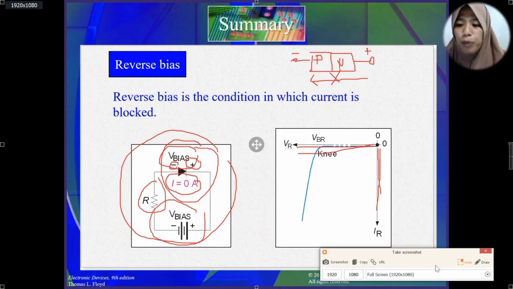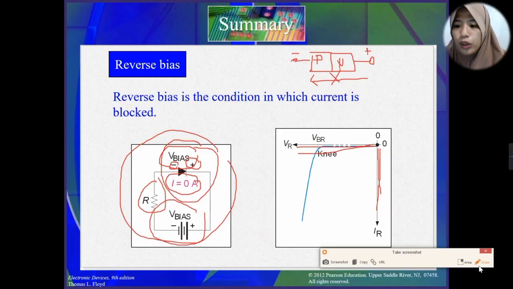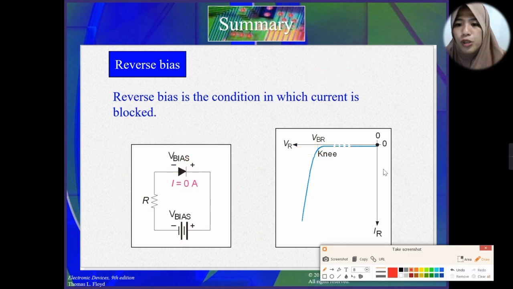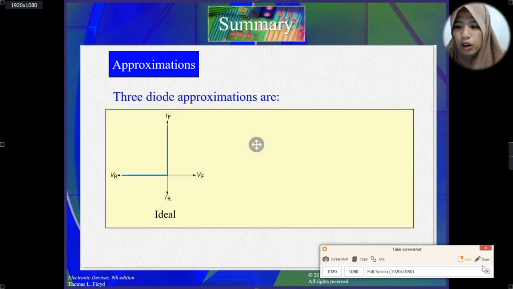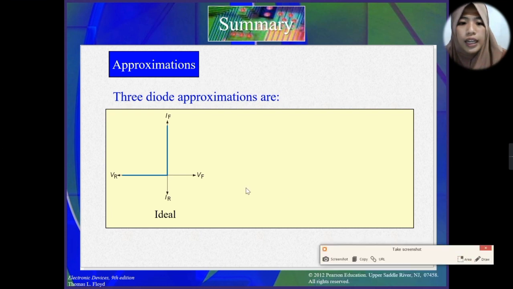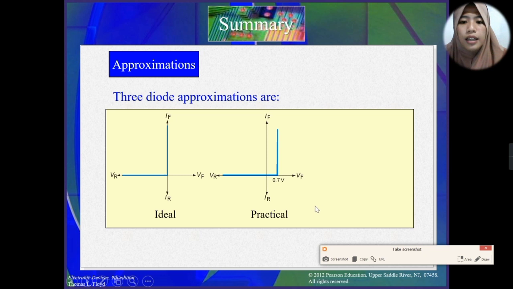So, let's proceed with the approximation. Ito yung approximation ng diode. Diode approximations are, we have this ideal. Ito yung ideal. Next one is the practical. And then, the last one is the complete.